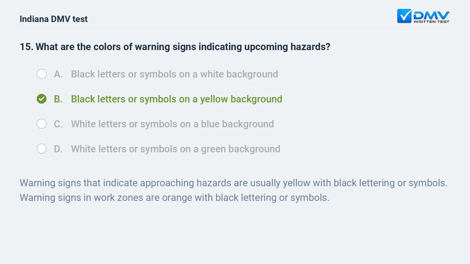Warning signs that indicate approaching hazards are usually yellow with black lettering or symbols. Warning signs in work zones are orange with black lettering or symbols.